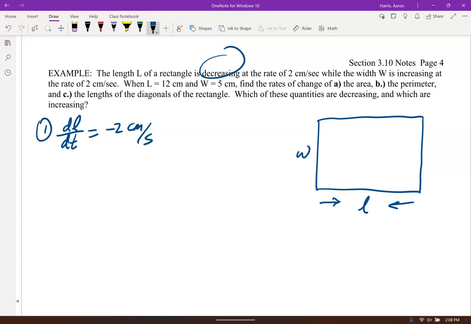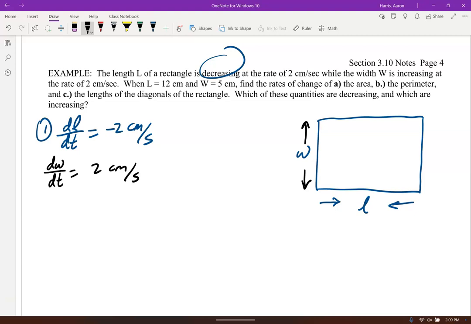dL/dt is decreasing, negative. Now the width is increasing. If you can imagine this, the L is going in, the W is going out. So dW/dt is positive. It's increasing at the same rate, but increasing, right?